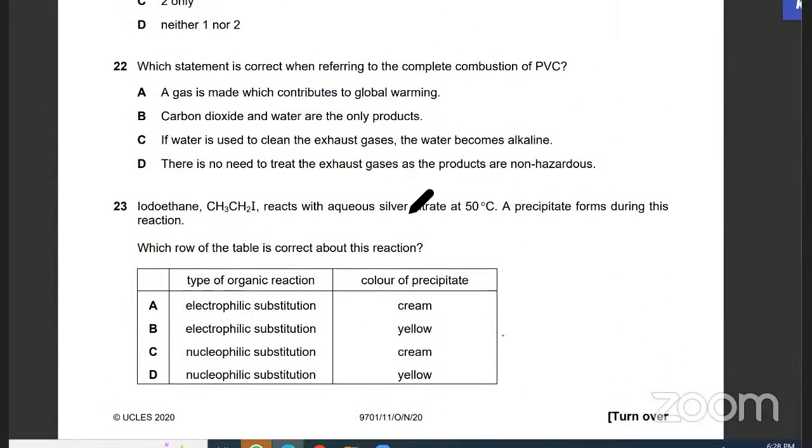So you've got iodoethane reacting with aqueous silver nitrate at 50 degrees. A precipitate forms during the reaction, from iodide ions with silver. What color is the precipitate? Yellow, because it's going to be yellow. And is this electrophilic substitution or nucleophilic substitution? Nucleophilic. Halogenoalkanes always undergo nucleophilic substitution, SN1 or SN2, right? So it's going to be D.